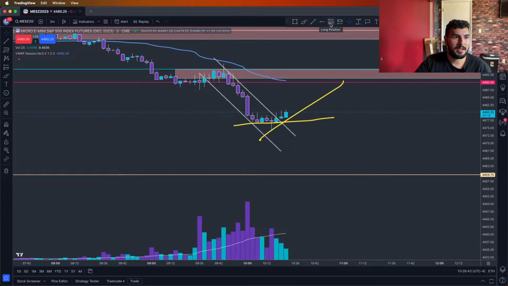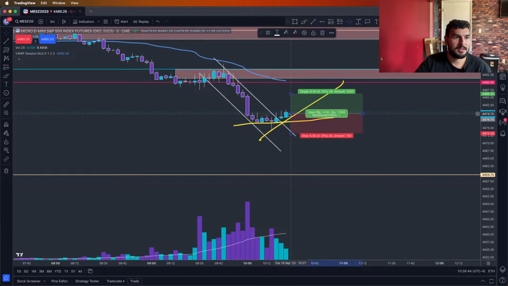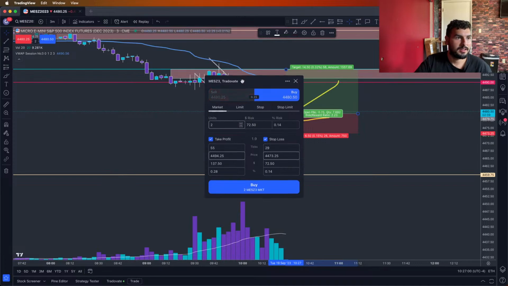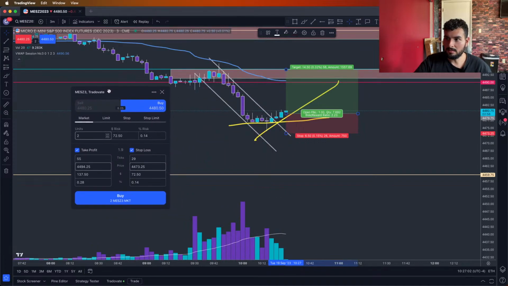So it's not looking too bad, actually. It's not looking too bad at all. Target these highs right here. Definitely don't want to do 7 contracts. Risking 75 to make 135.